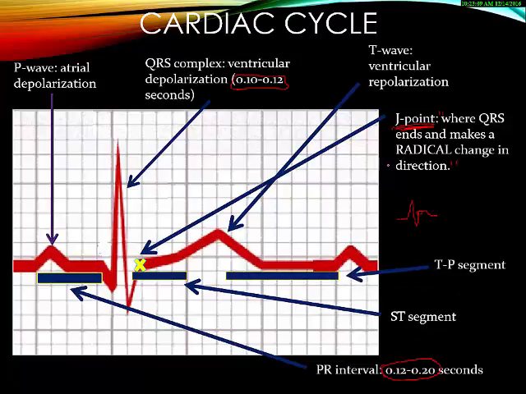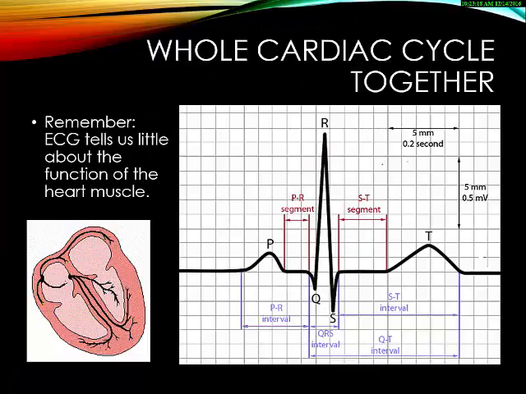We also have a TP segment, which we're not going to discuss too much, but this is the segment from the T wave into the next P. So this is your whole cardiac cycle together, one beat: P wave, PR segment, QRS complex, ST segment, T wave, and then repolarization, and it starts over again. This is important to remember.